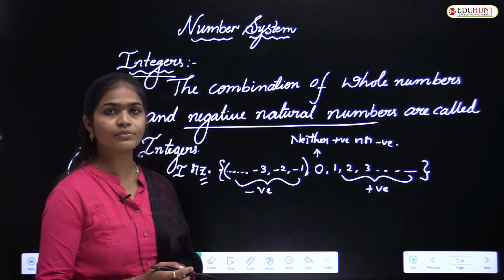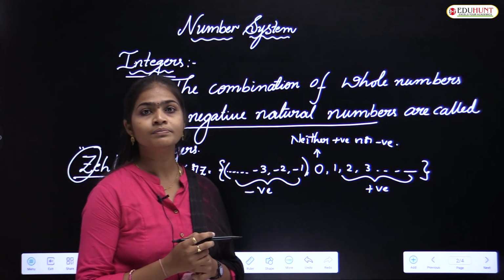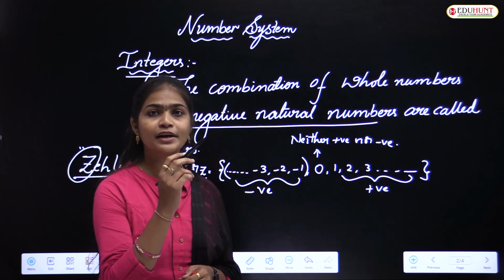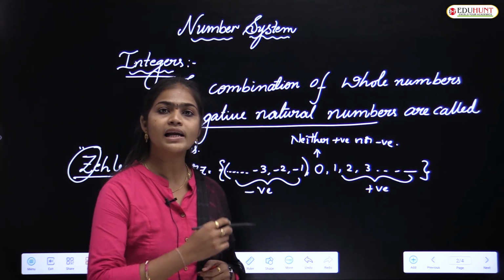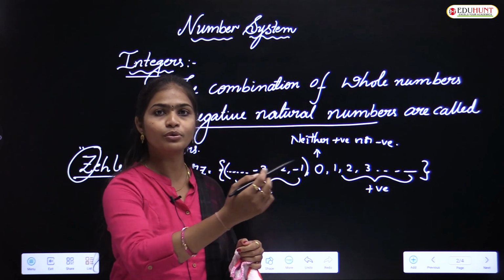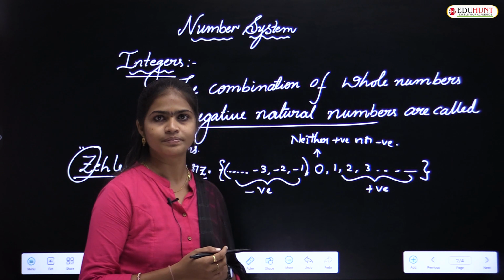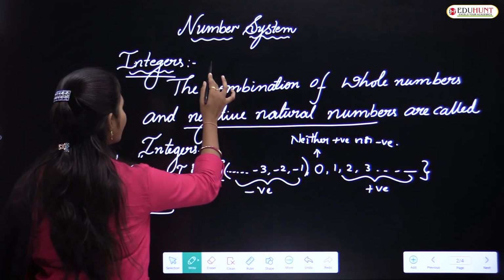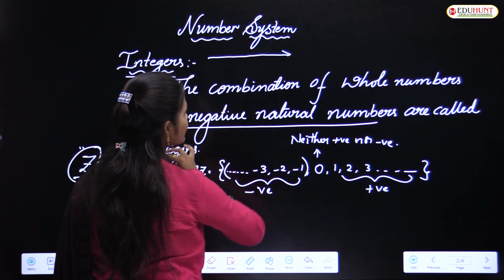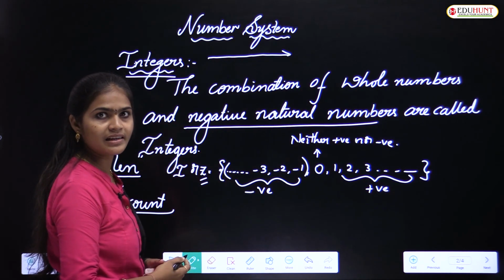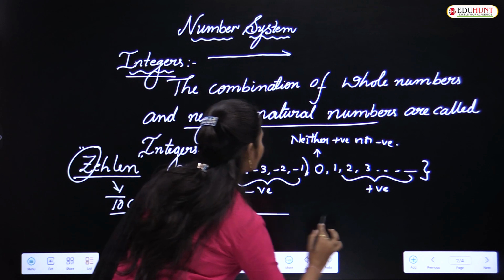Recall that when I drew the whole numbers number line or natural numbers number line, I told you one thing: while you are moving from the left side to the right side, the number value should be in increasing order. Yes or no? Moving from left to right, the number value is increasing. We observed that, right? So let us draw a number line here.